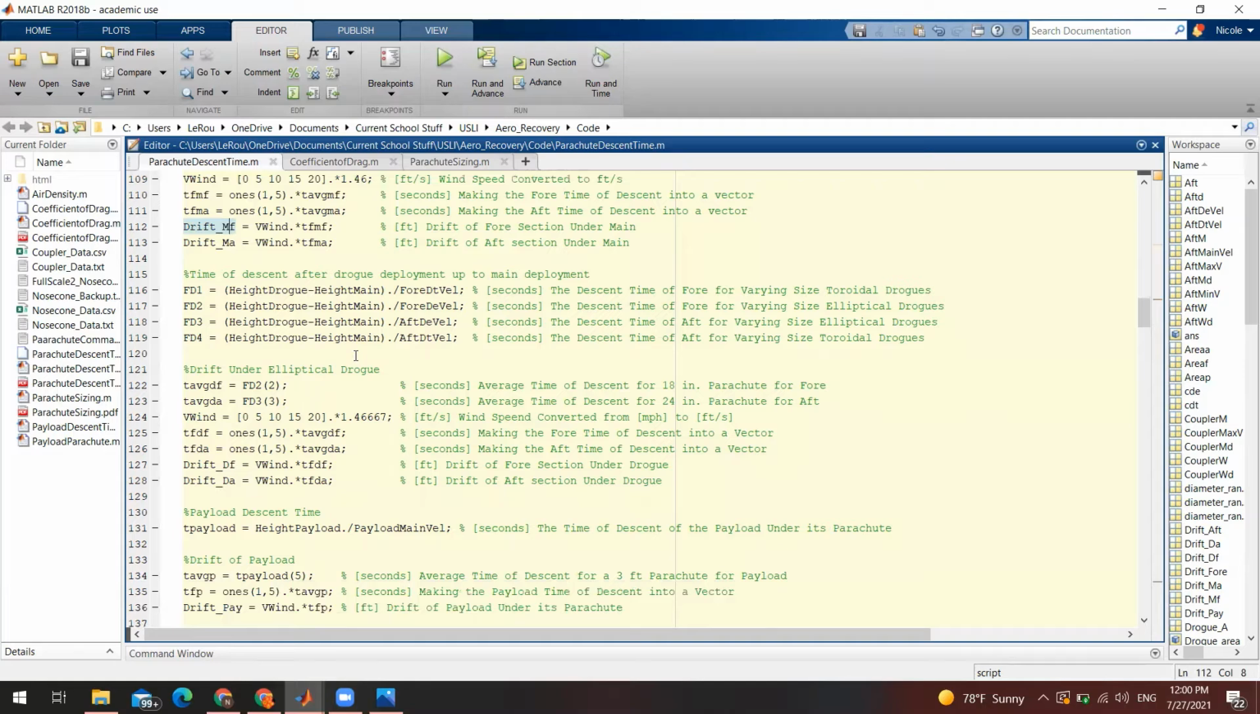And then for time of descent under drogue, this is the same thing that we did before, where we just have the height of the drogue minus the height of the main divided by the velocity under drogue.